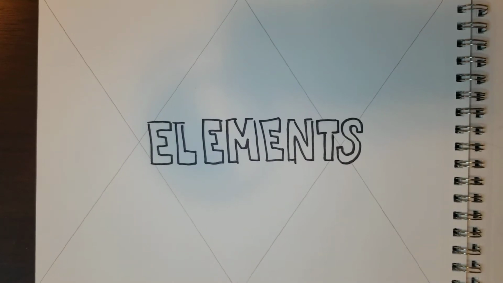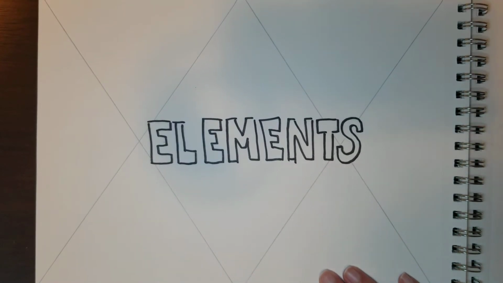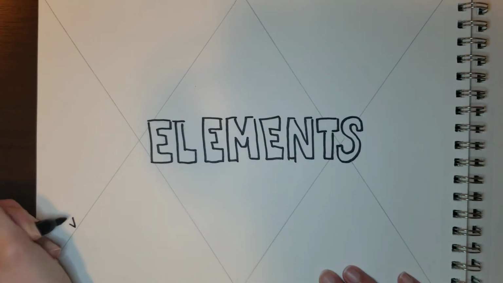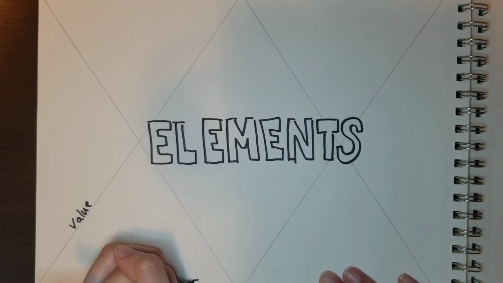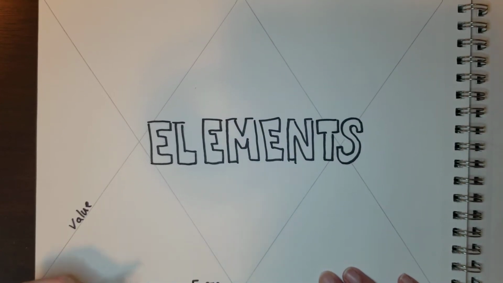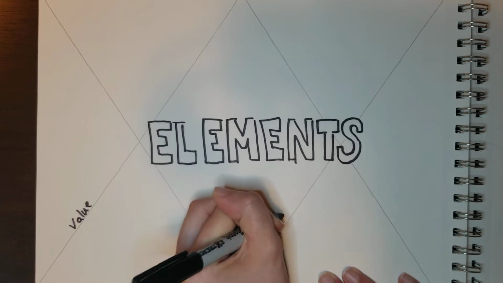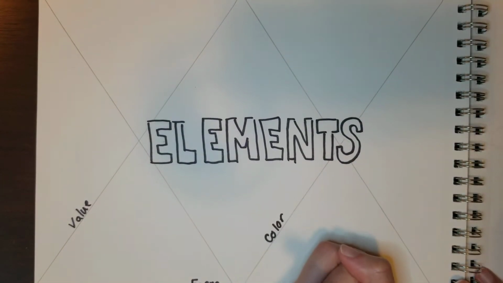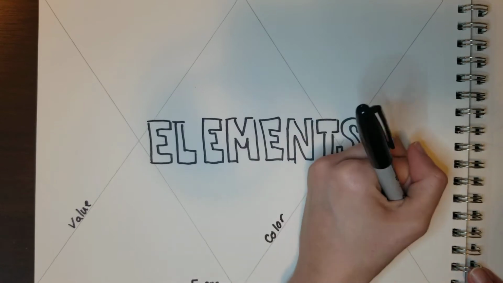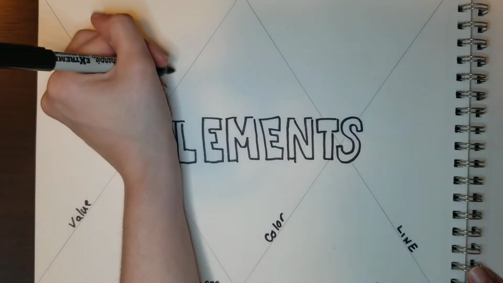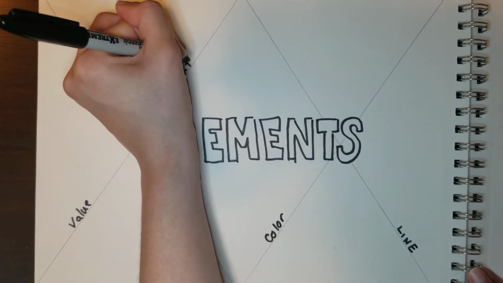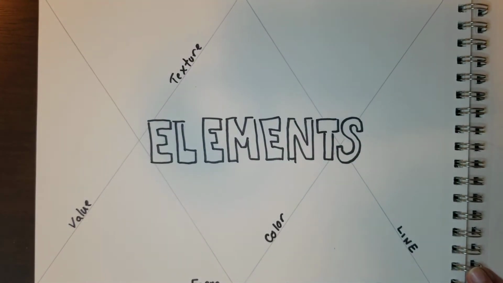So the first thing I'm going to do is label my sections. That way I accidentally don't make two sections that are the same, or mix up sections. So I'm going to put value here, form here, color, space, line, texture, and shape.